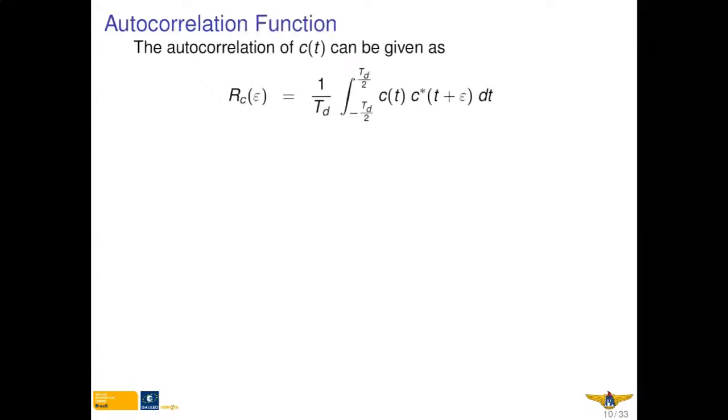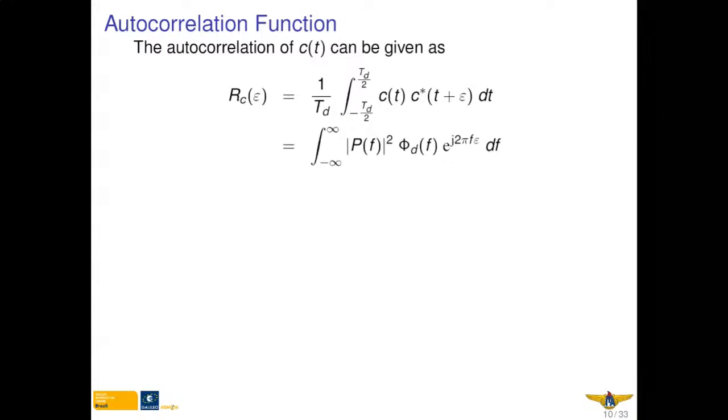The autocorrelation function of the spreading sequence can be given by this equation. And if we apply Parseval's theorem, we can reformulate this equation, and we end up with a formulation where we have the power spectral density of the chip pulse shape, given by the Fourier transform of the chip pulse shape, and then we take the absolute square of that. And we have here the power spectral density of the sequence.